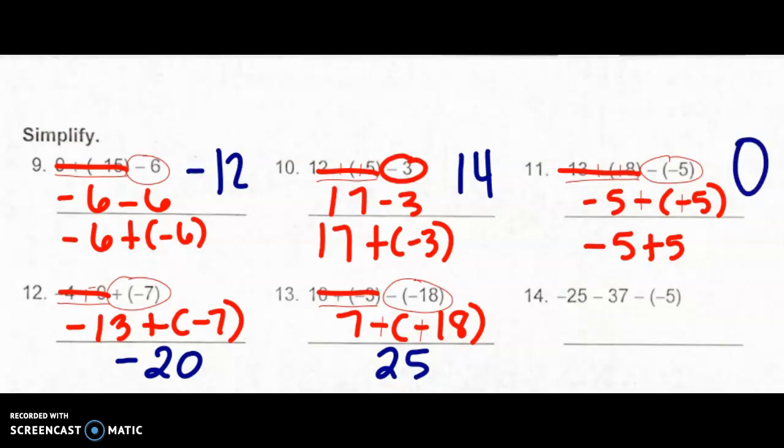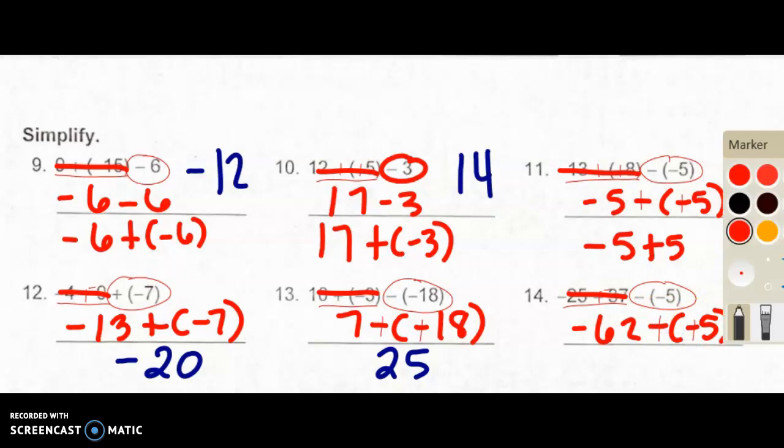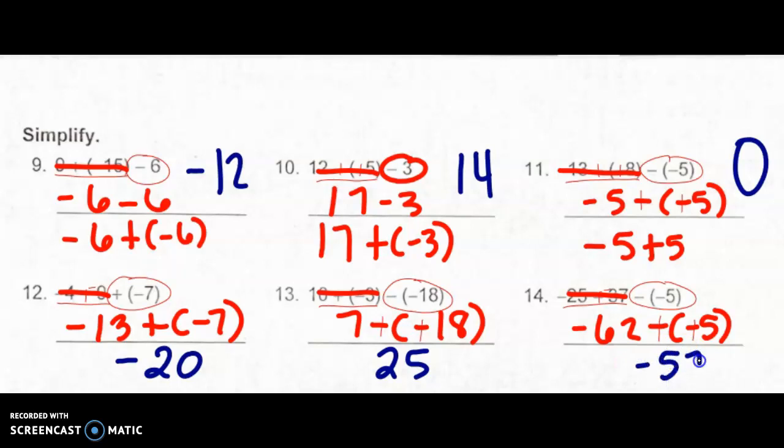And my last problem, negative 25 minus 37 minus negative 5. My first two numbers are a subtraction problem, so I'm going to do keep change opposite. My signs are the same, so I add and keep my sign. That's going to be negative 62. Bring everything else down. Again, I have a subtraction problem, so I'm going to do keep change opposite. And now I have different signs, so I subtract, keep the sign of the bigger number. My answer is negative 57.